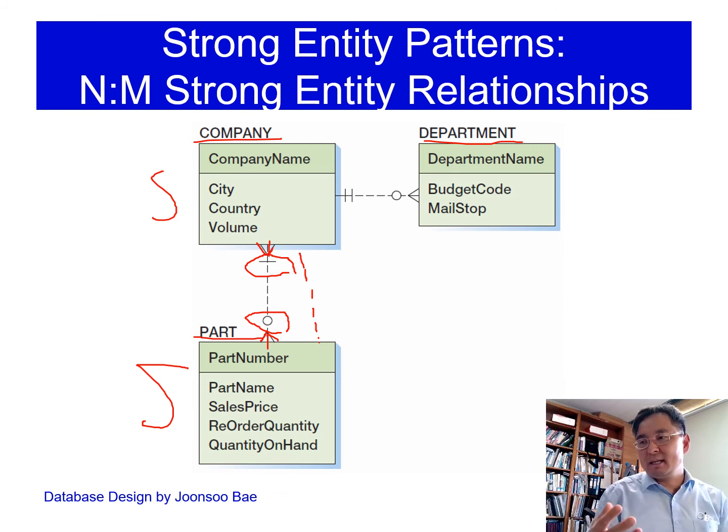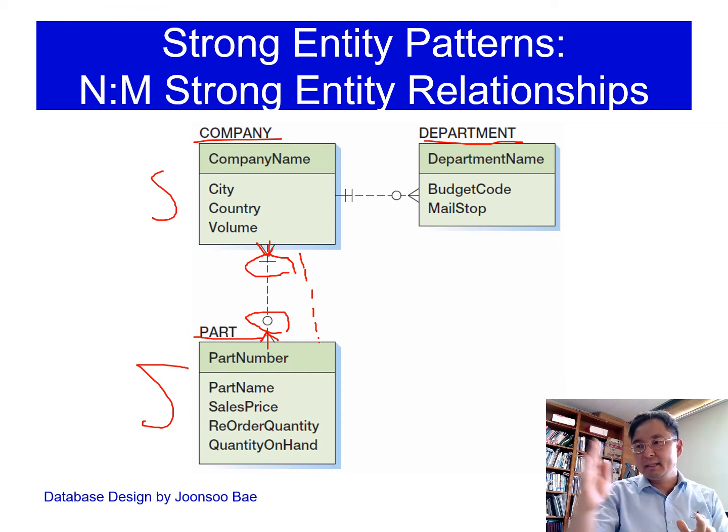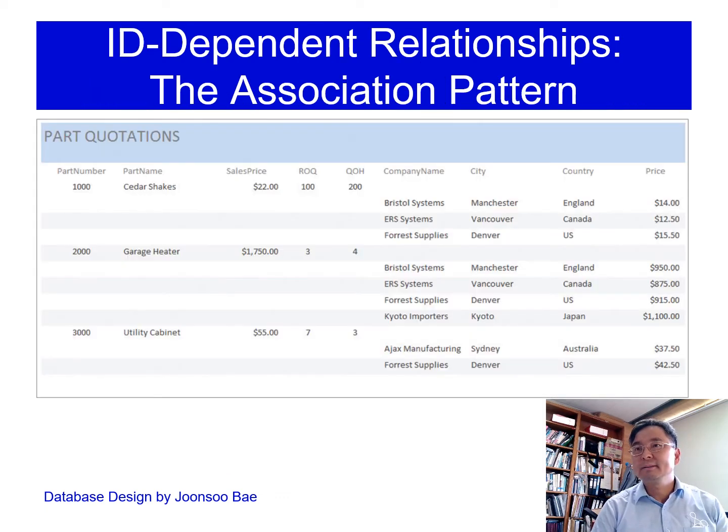So if there are many user requirements, in order to satisfy all of the user requirements, we need many entities. And also, we must define many relationships between many entities. So that's the result of ER diagram development. Okay, this is the most complex N-to-M strong entity relationship. Okay, go on to the next one.